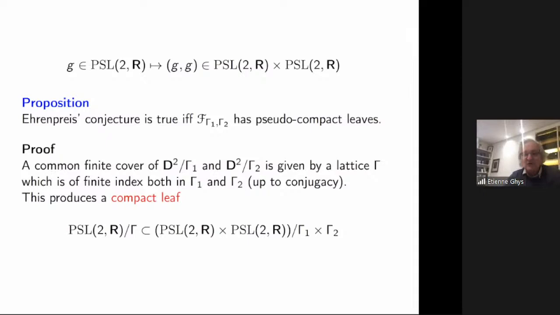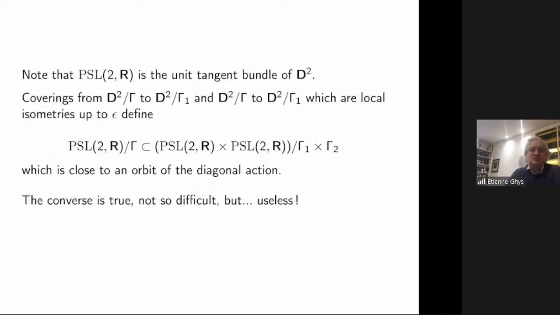Now, if you have an almost compact leaf, if you have coverings from D modulo gamma to D modulo gamma 1 and D modulo gamma 2 which are not isometric, but are isometric up to epsilon, it is not difficult to show that the existence of this epsilon covering implies the existence of an epsilon pseudo-compact leaf for the foliation. And the converse is true. It's not difficult. I will not do it here because it's useless, since after all we know that the Ehrenpreis conjecture is true. But you can do the exercise to show that any pseudo-compact leaf for this foliation is basically the same as an epsilon cover which is common to the two surfaces.